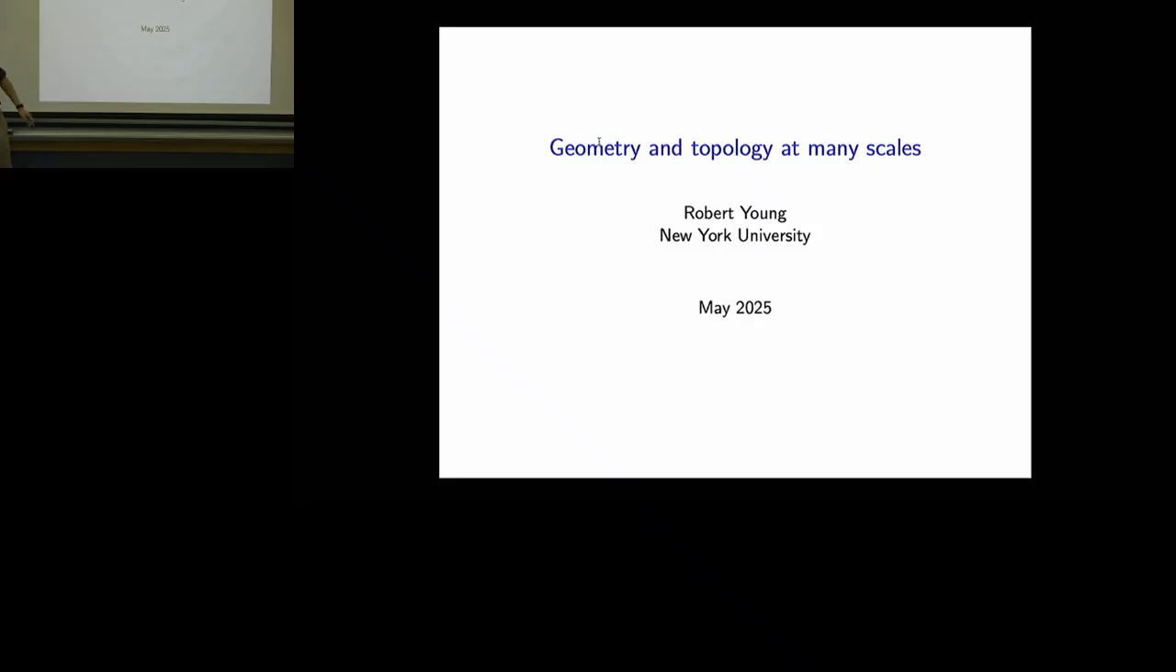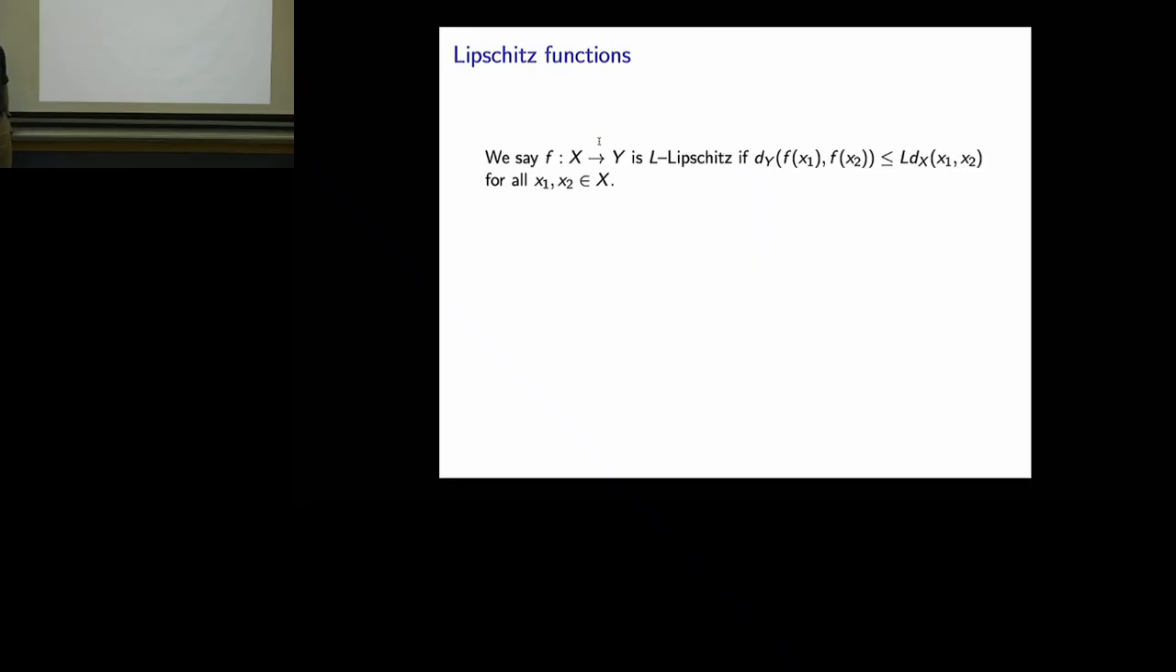So let me start. Quick recap of what it means to be a Lipschitz function. A function is Lipschitz if it's a map from one metric space to another metric space that doesn't increase distances by too much. The distance between f of x1 and f of x2 is less than or equal to L times the distance between x1 and x2 for any pair of points x1 and x2 in your space. And these are very common in metric geometry because often, if you're dealing with metric spaces, the metric is the only structure you have, and so a map that preserves that metric is about the best you could hope for.